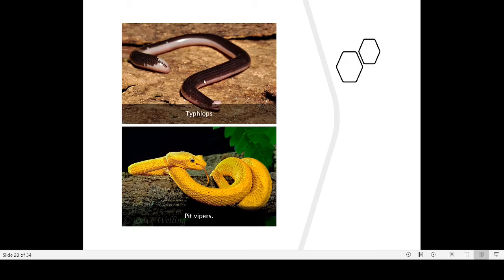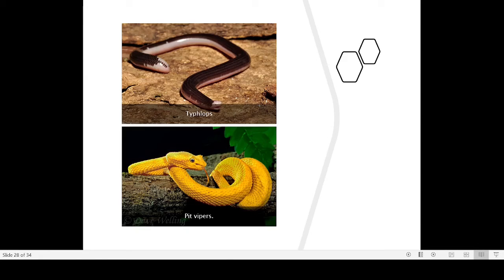Then another is the Typhlops. The Typhlops is commonly known by the name blind snake. You might have heard the term blind snake. This is a small snake. Even in our area, we can find Typhlops. The Typhlops is very small. The skin is very smooth and moist.